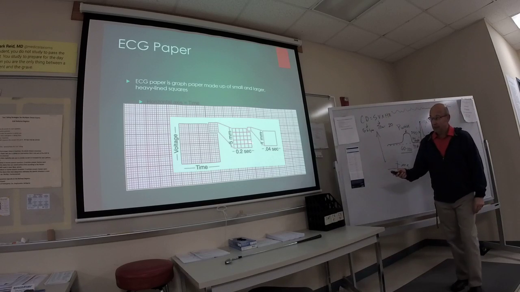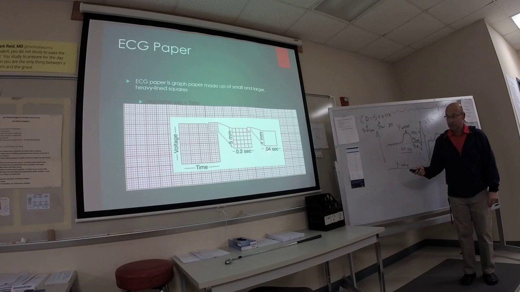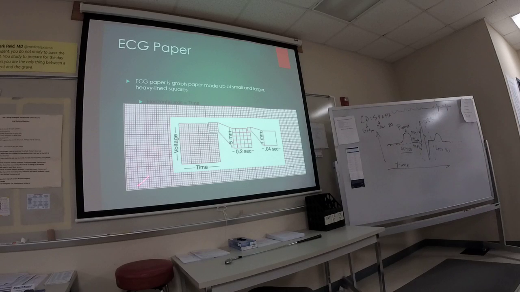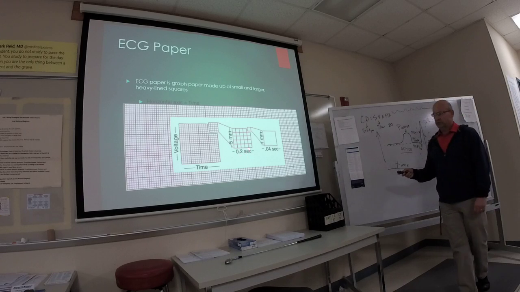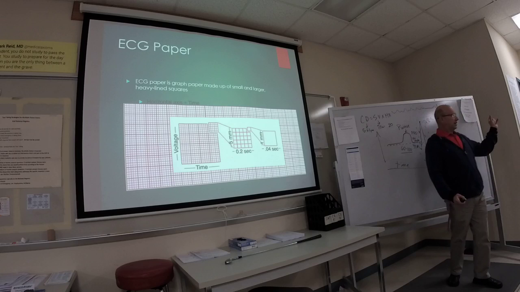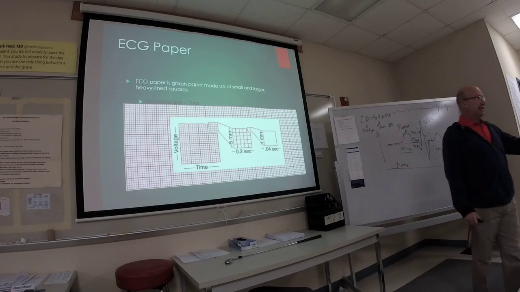So in time, 1 little box is 0.04 seconds. Can you see there the small and large boxes? There's a small box and then the large box. The large box is 0.20 seconds, or 1 large box, in time.